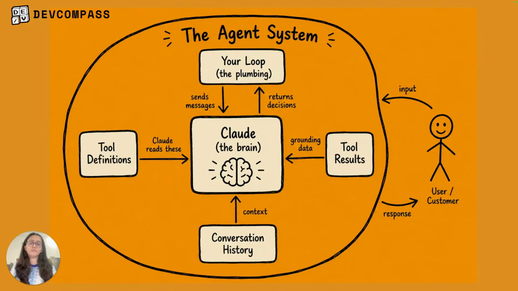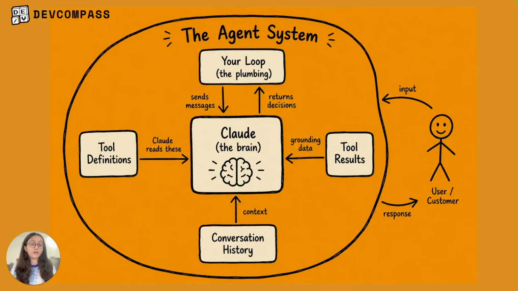And at the bottom is conversation history. Everything that has been said, every tool call, every result, all of it sits in the conversation history and gets sent to Claude with every message. And the arrow points one way because it reaches out to Claude, as the context has to be given to Claude. And outside the oval entirely is us, the user. The user messages come into the system as input, and then the system's response goes back out.